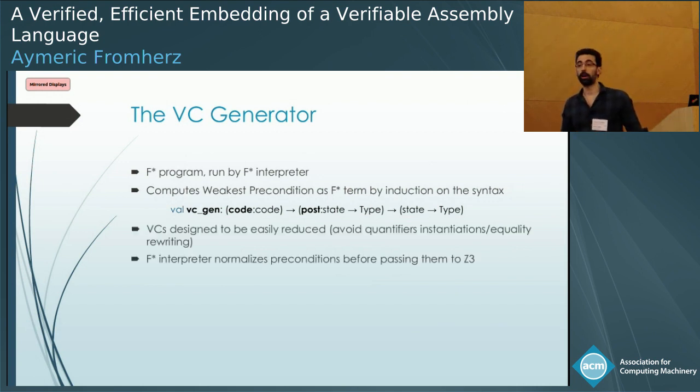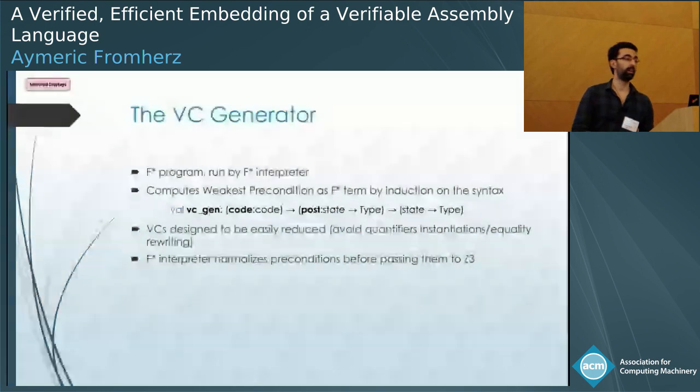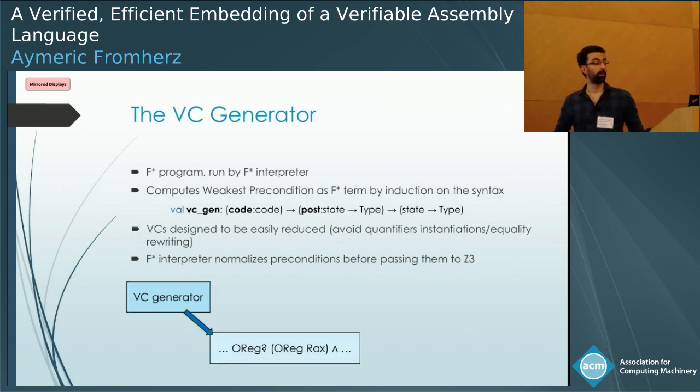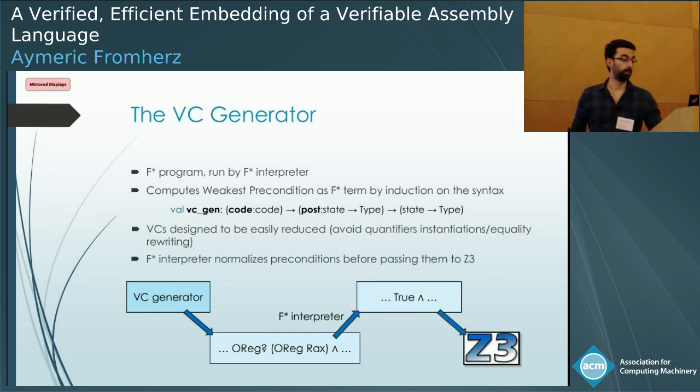And the important part is that these preconditions are designed so that they can be easily reduced by F-star, and among other things, they are designed to avoid the need for quantifier instantiations or equality rewriting. So that means that when the F-star interpreter actually runs, it will be able to simplify the preconditions by normalization before actually passing them to Z3. So for instance, this clause that we had previously that was ensuring that a register was actually a register, since this is trivially true, F-star can reduce it to true. And actually, it can simplify it even further because it's a true clause in the middle of a conjunction. So what Z3 gets in the end is a much simpler verification condition, and for this triple case I presented previously, it's actually exactly our ideal verification condition.